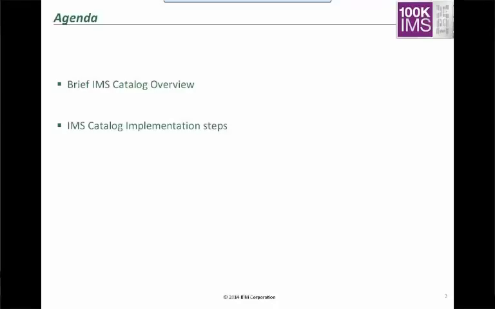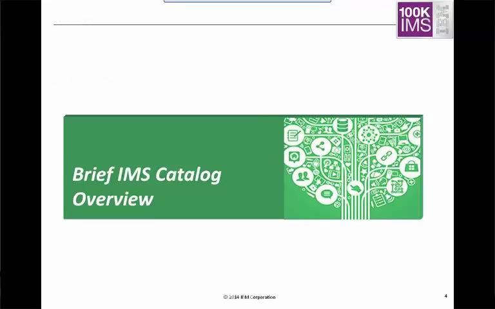Here's the agenda. I'll give you a brief overview of what the IMS catalog is. By brief, I mean about 10 slides or so. And then I'll talk about the IMS catalog implementations. We'll give you a high-level overview, and then we'll go through each step one by one so that you can easily implement the IMS catalog at your site. On to the next page. This is a title page, Brief IMS Catalog Overview. There it is. And I'm now moving on.